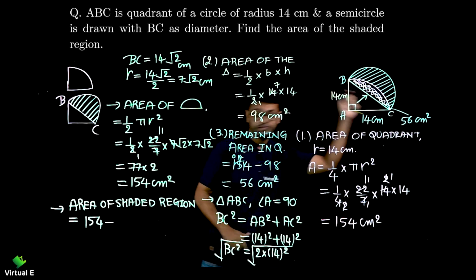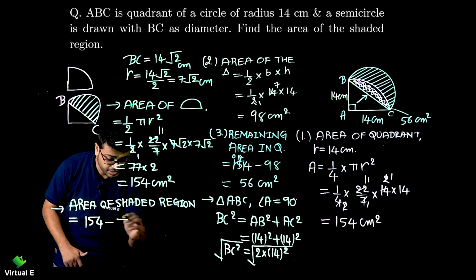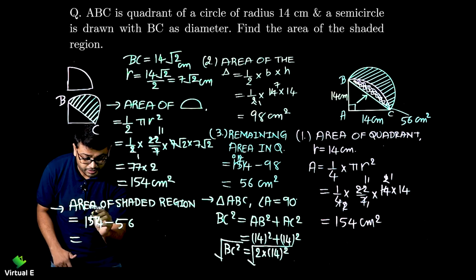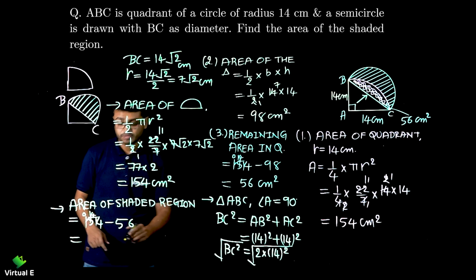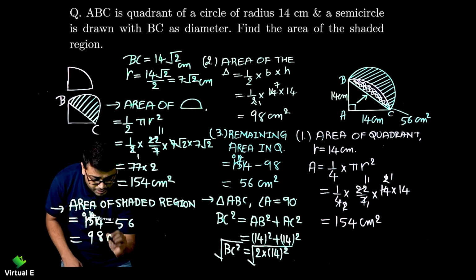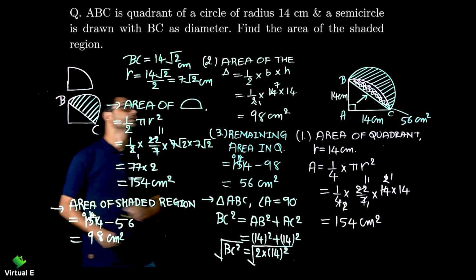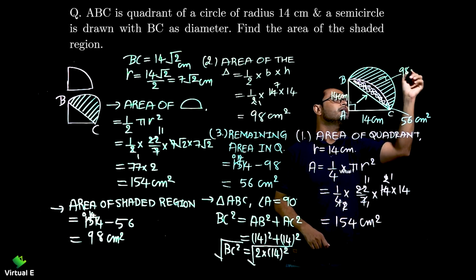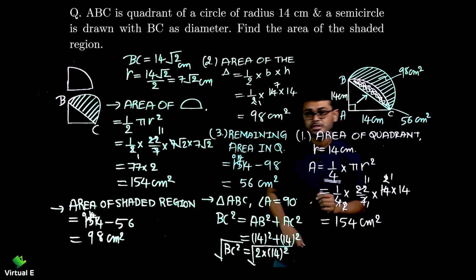See, I have labeled here 56. 154 minus 56. So if you subtract here 14, then 4 minus 6 is not possible, so borrow, 14 and 0. 14 minus 6 will give you 8 and 14 minus 5 will give you 9. So 98 centimeter square. So the area of this region, the answer, is 98 centimeter square.